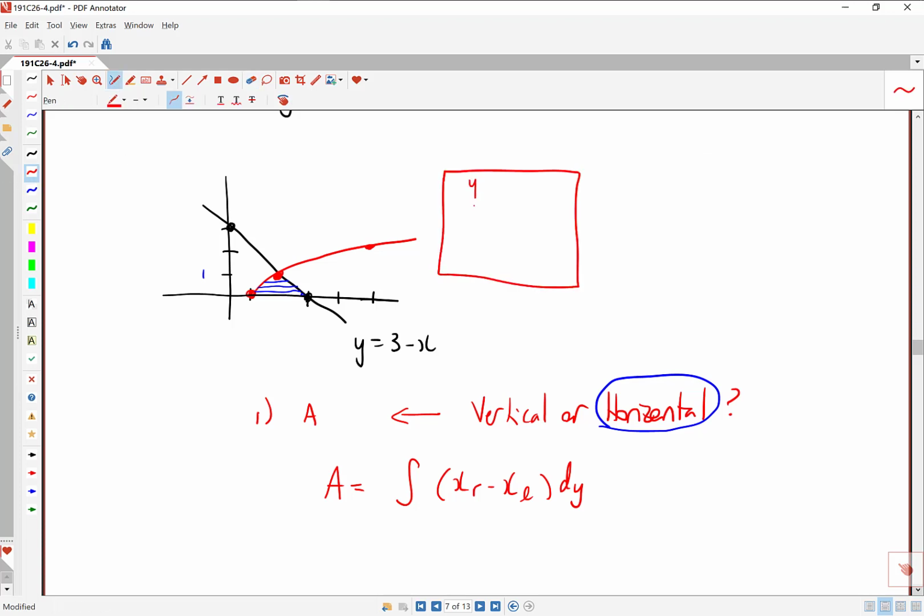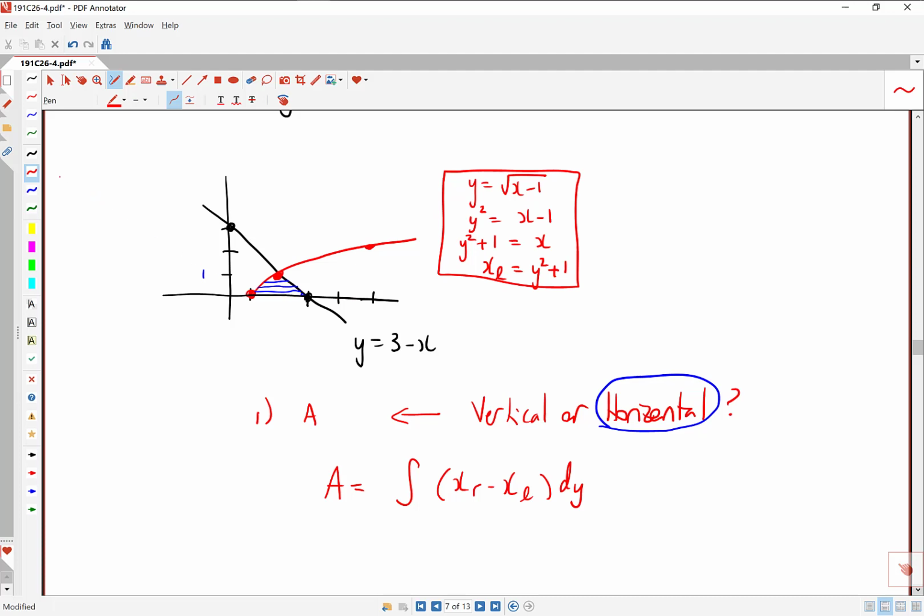So this function had equation y equals root x minus 1. Let's solve this equation for x. So we would need to square both sides. We'd say y squared equals x minus 1. And then we could say y squared plus 1 is equal to x. And what this is giving us is the formula for x left. So x left is equal to y squared plus 1.